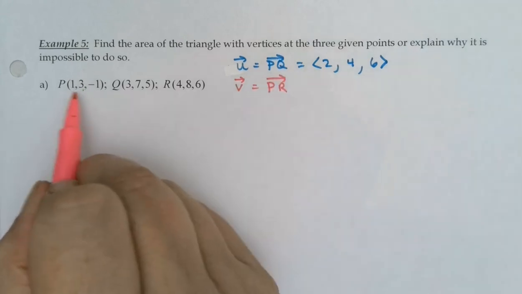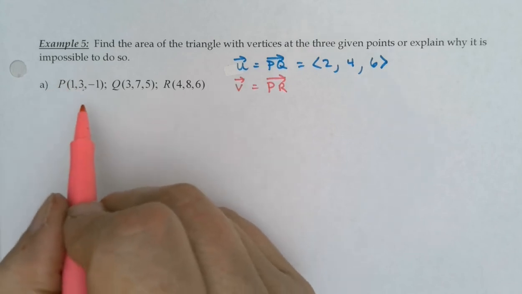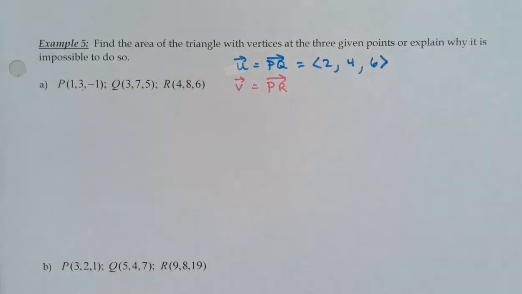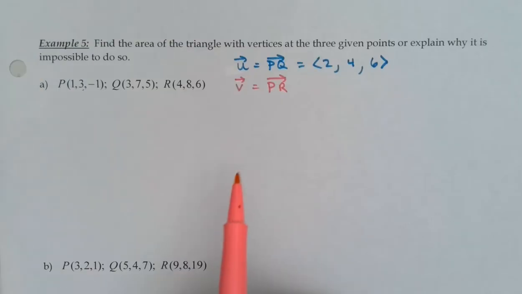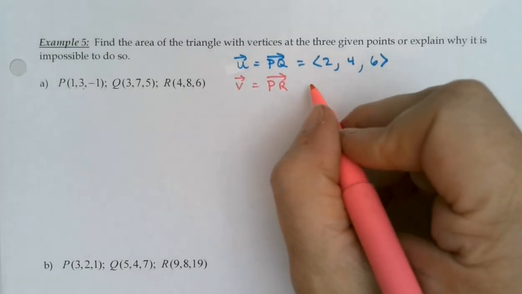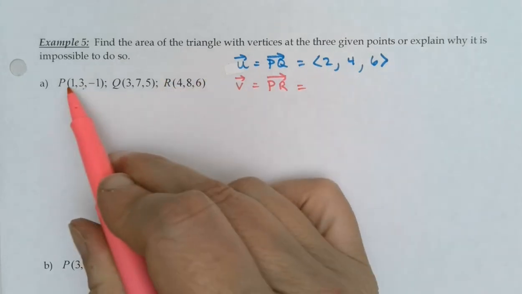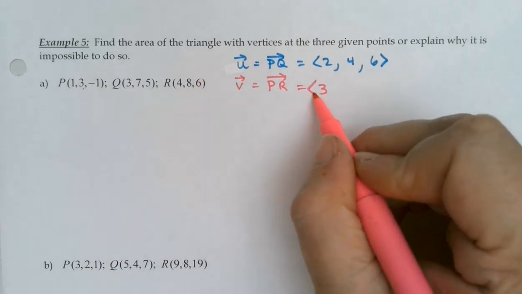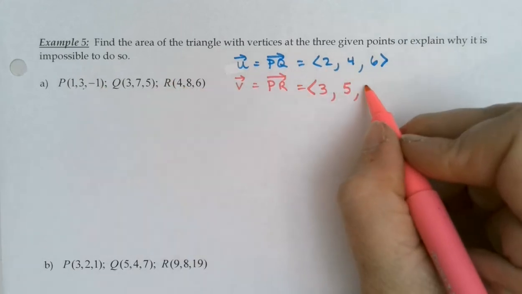They have to have the same origin point. They have to have the same starting point to make the parallelogram work. So if you have a point P over here in the corner. So that's what I'm doing. So this would be, let's see, terminal minus initial. So 4 take away 1 is 3. 8 take away 3 is 5. 6 take away negative 1 is 7.